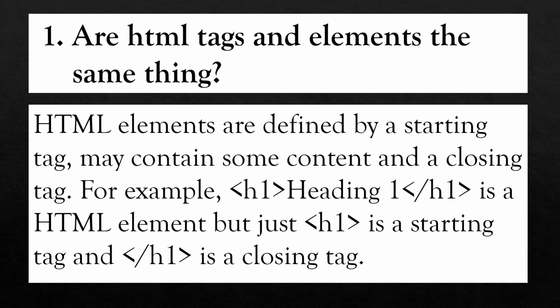The first question: are HTML tag and element the same thing? For this, an HTML tag means the H1 tag, body tag, head tag. These are the tags. An HTML element means the starting tag, the content which we coded in the HTML, and the closing tag. Here I have shown an example, the H1 tag. H1 is the tag, Heading 1 is the content, and this is the closing tag.